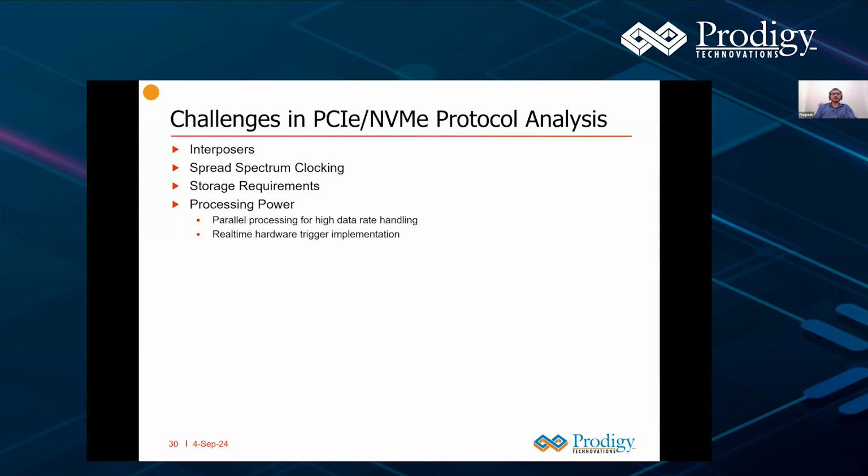And the processing power: since the data rate is so high, it should be processed at a very high rate. That is where the parallel processing capabilities of FPGA devices come into the picture. Most customers use trigger options, so we need a real-time hardware trigger implementation. Again, you need to decode the data in real time, so it needs a very high-end processing platform. So these are the basic challenges involved with this kind of very high-speed protocol analysis.